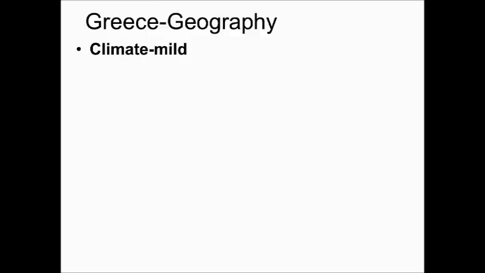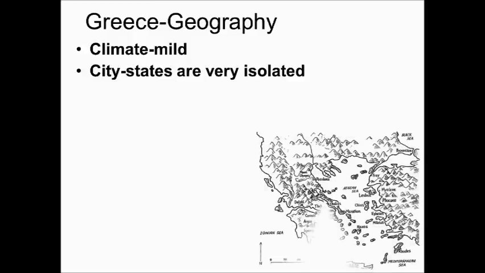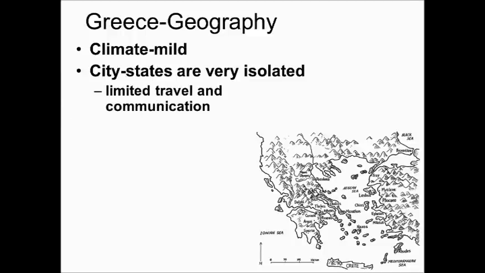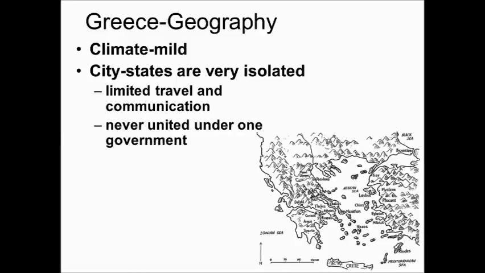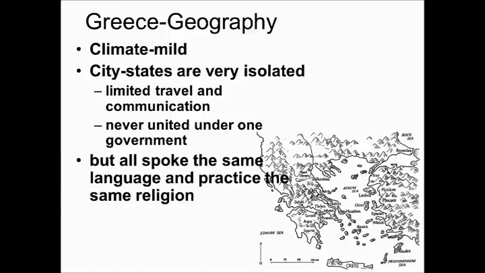Now, remember that Greece's climate is mild, and that the mountains made the city-states very, very isolated. So once again, here's all those hills. You can see the city-states, even though they are close to one another, still remained independent. The mountains limited trade and communication, and the ancient Greek world, the city-states are not going to be united under one government. But they still managed to speak the same language and practice the same religion.